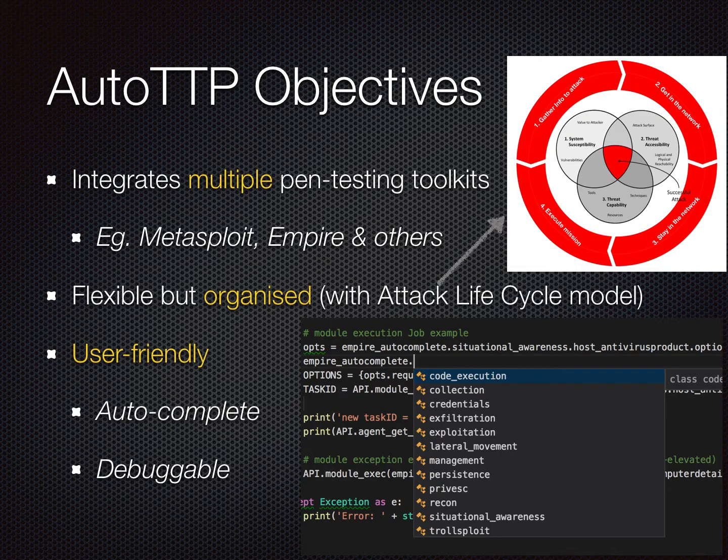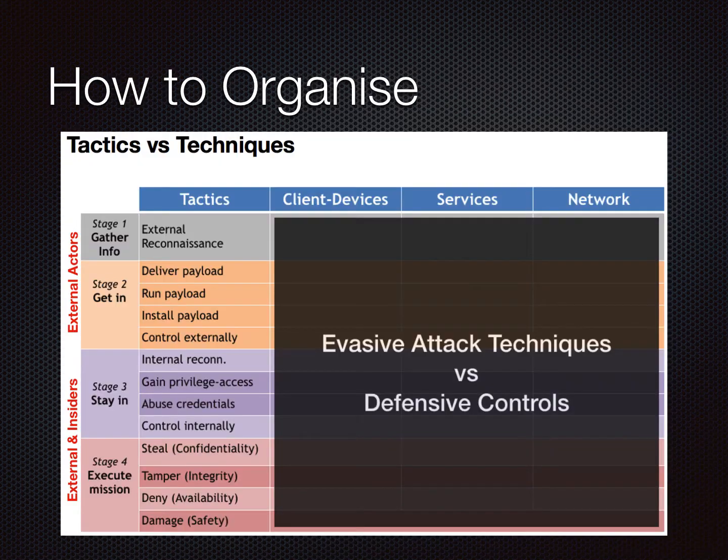AutoTTP integrates multiple penetration testing tools. It is flexible but organized. Using an integrated development environment, it offers autocomplete and debuggable scripting. We organize the techniques into tactics across different stages of attack. There are various techniques for different types of targets such as client devices, services and network.